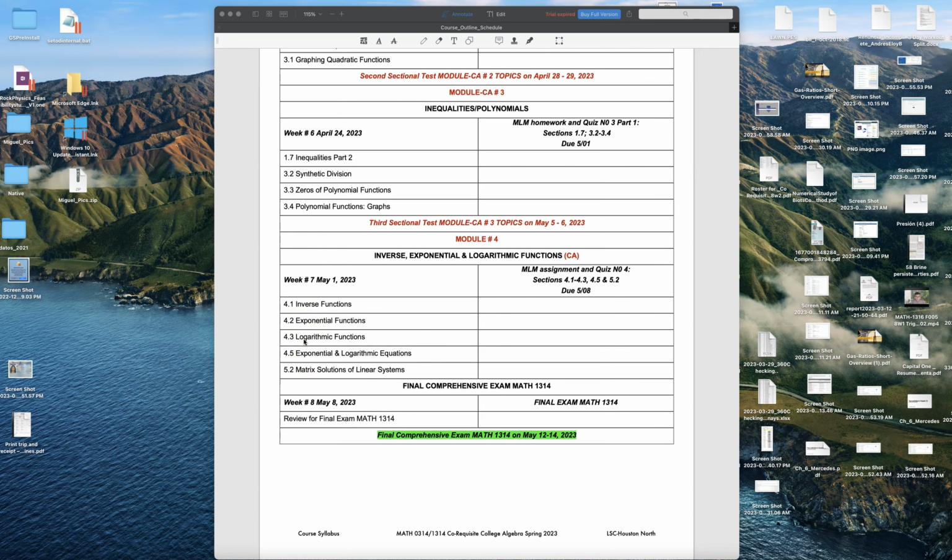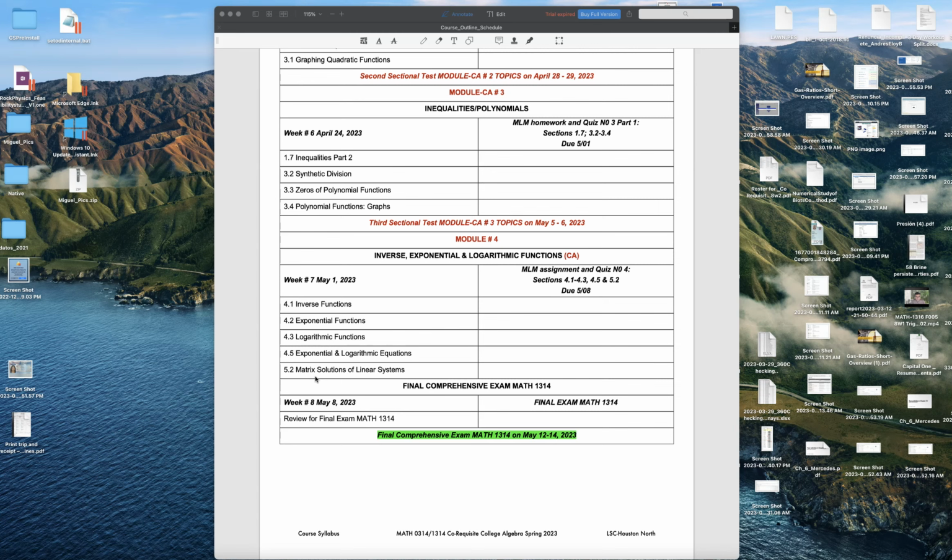This semester, I included a new subject. I'm not really sure if I'm going to have time to include that in the final, because I realized the material is already so extensive, having to do with matrix solutions for linear systems. If we have the time, I will include that. If not, I will let you know in advance.